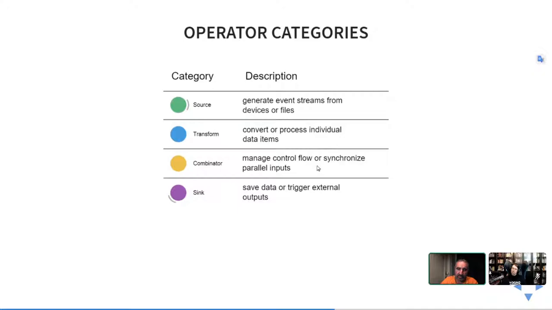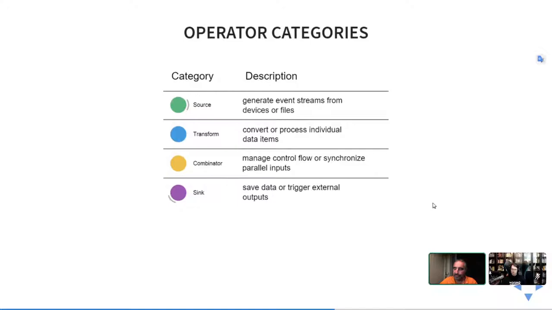And then last we have the sink, a node that doesn't imply anything on the workflow but generates some kind of side effect. You can send data to the network, or you can save the data to some file.